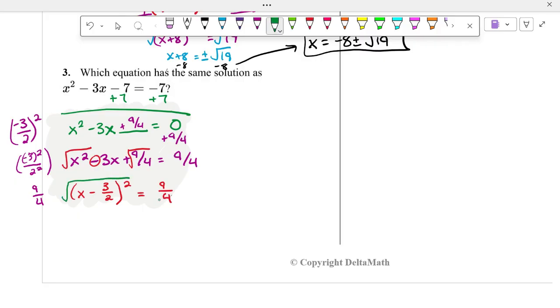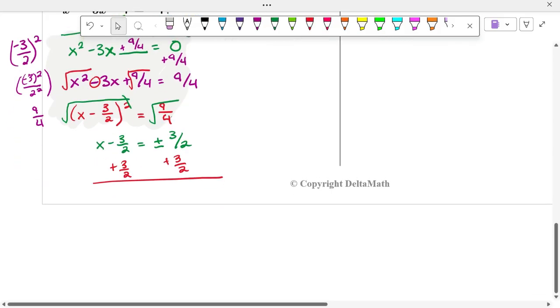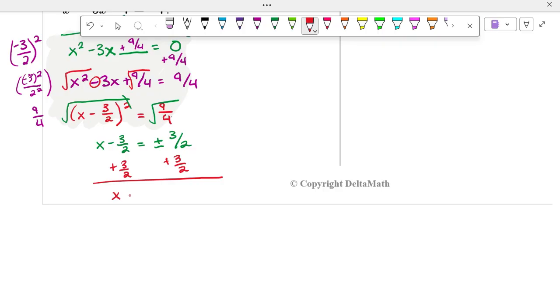Can take the square root of both sides, that goes away. I get x minus 3/2 is equal to plus or minus 3/2. And then we add the 3/2 to the other side. Now, this is technically rational solutions because even though it's a fraction, they're nice fractions. It's in halves. So that has an ending decimal, so it's rational. So we do have to separate that answer. So we have plus or minus 3/2 plus 3/2.